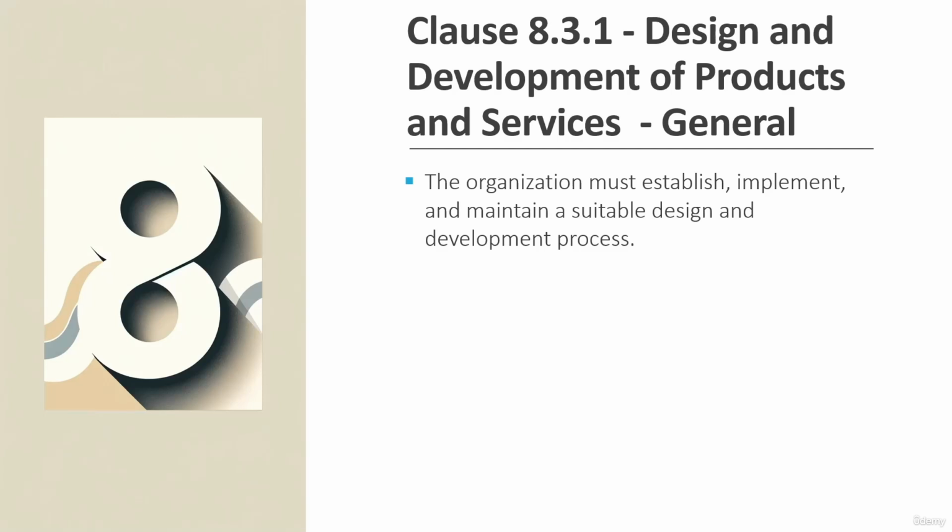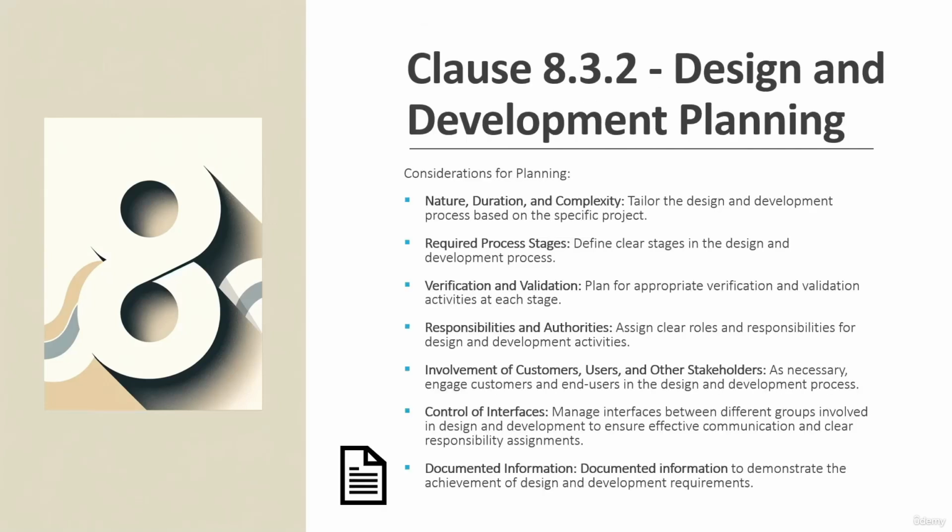Coming to the next sub part, which is 8.3.2, the planning part. When you are planning for design and development, remember that we have already talked about 2 aspects of planning earlier. In clause number 6, we talked about planning for the quality management system. Then we also talked about planning as a part of 8.1, operational planning. Now here we are talking about design and development planning. When it comes to design and development planning, there are various aspects which need to be considered, and these aspects are listed on this slide.